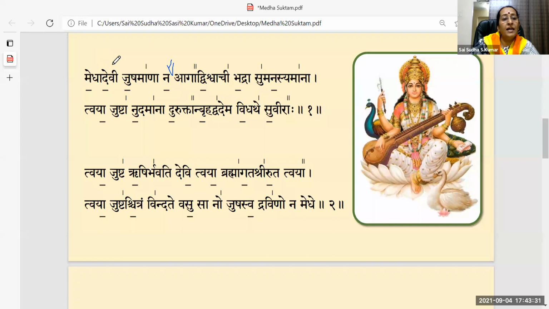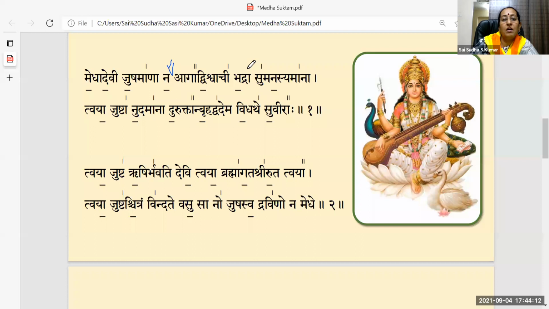So Medha Devi, again Medha, everywhere Medha has to be Medha and not Medha. Jusha Manana Aga Dvishwachi Dvi, again Dvi, clarity is very important. Dvishwachi, chi, again it is Dirgha Matra. Bhadra, here Bha is Mahapran and there is a Dirgha Matra in Dra. So these letters which are Pra, Dra, all these are called Samyukta Aksharas.